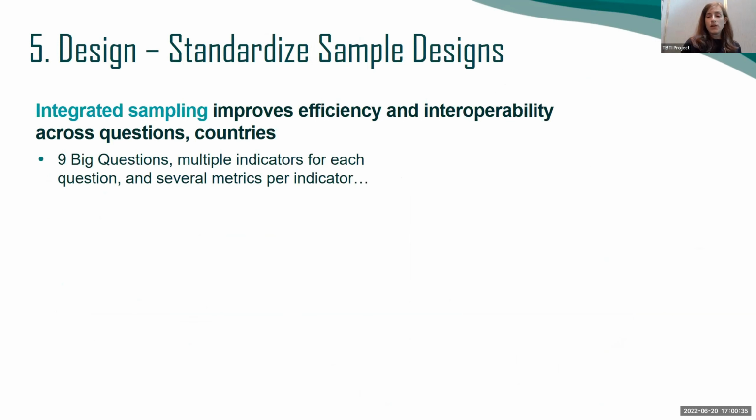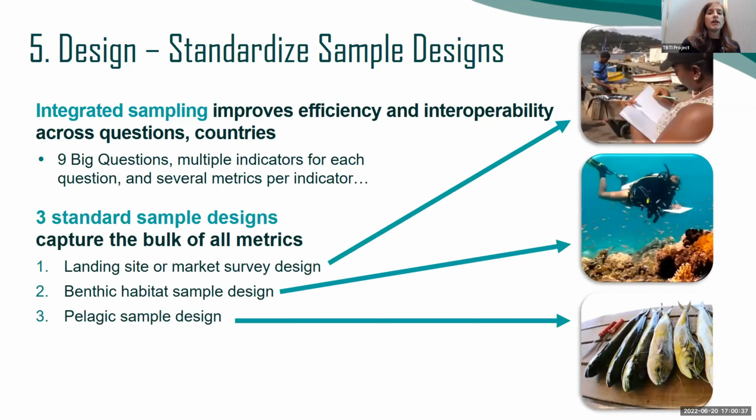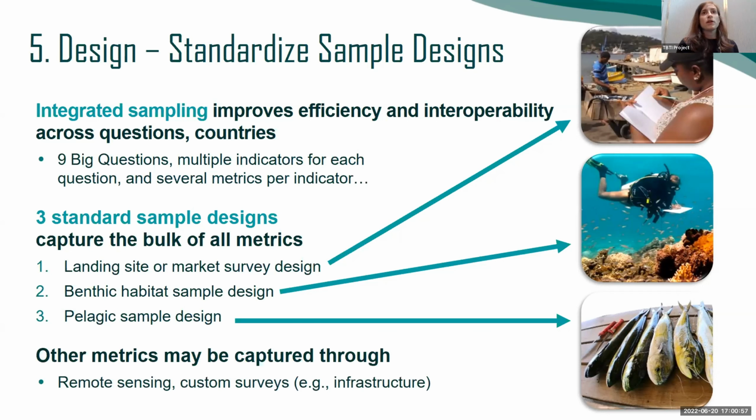We had many big questions and indicators, but fortunately, they mostly targeted just a few different sample units. And so we were able to propose three standard sample designs that capture the bulk of all of the metrics in our framework. These were landing site or market survey designs, benthic habitat sampling designs, and pelagic sample designs, with the ability to capture other things through customized surveys or remote sensing.